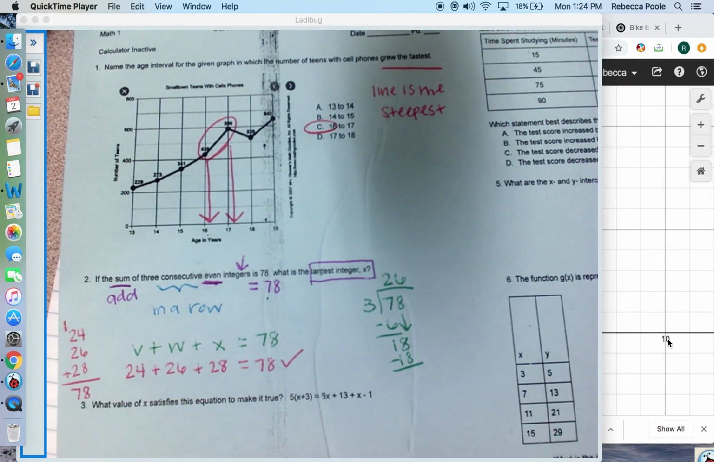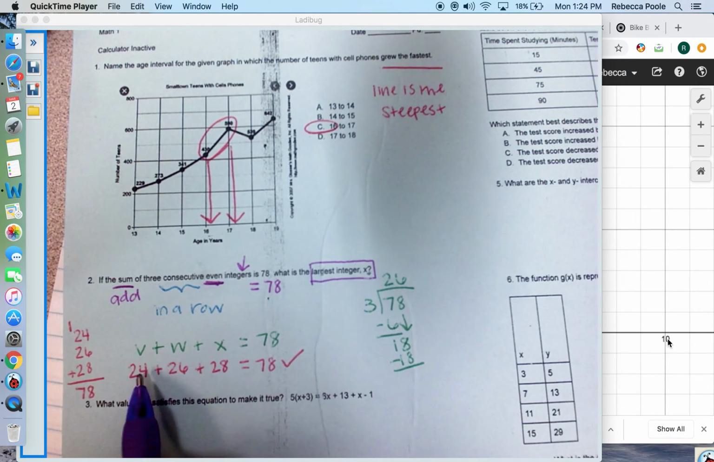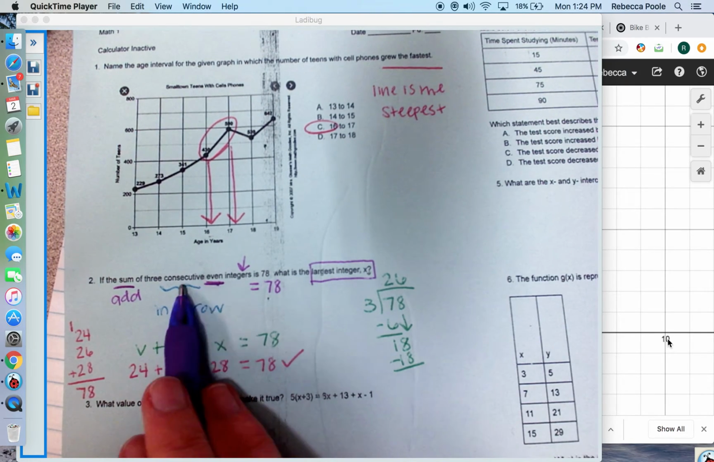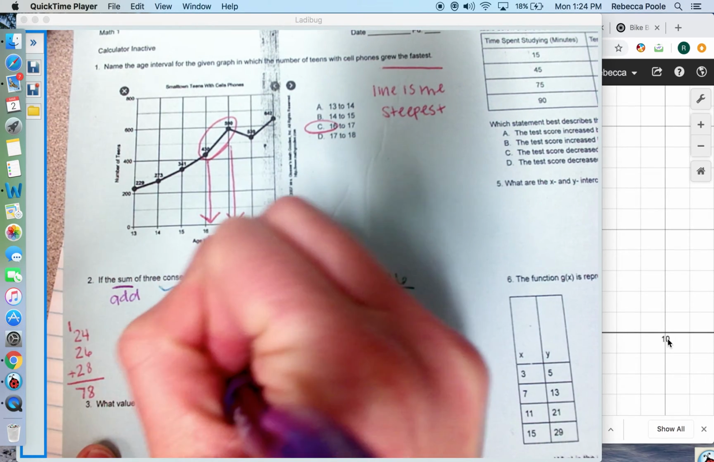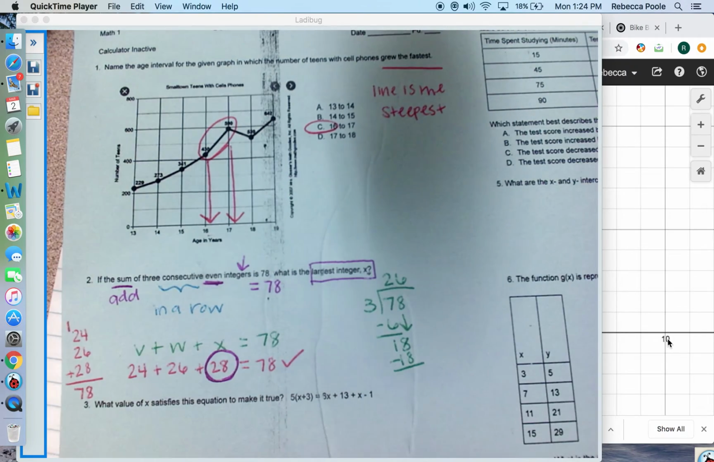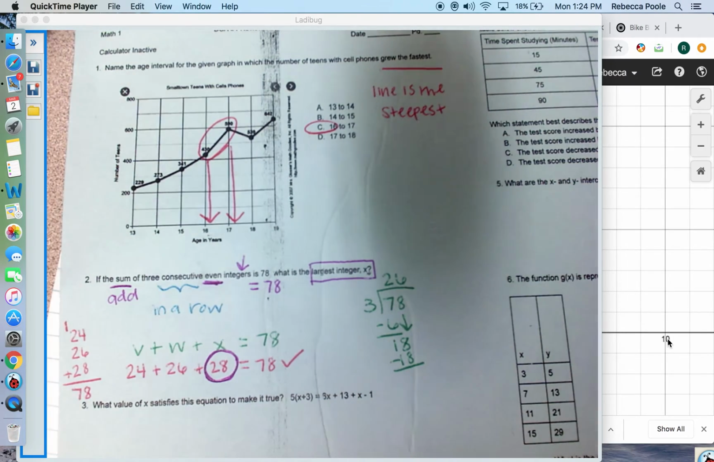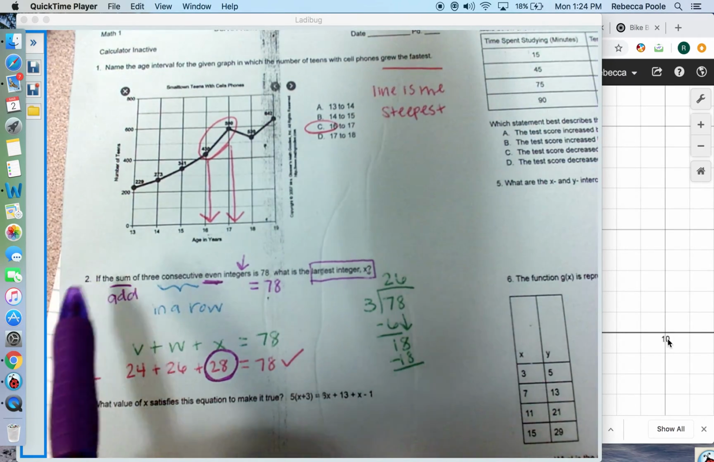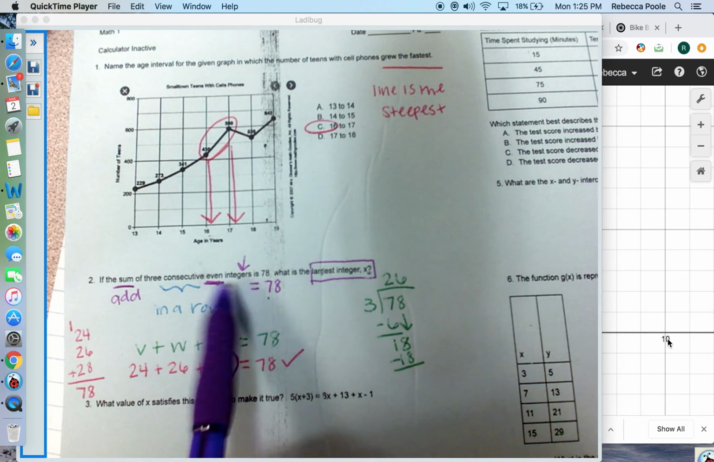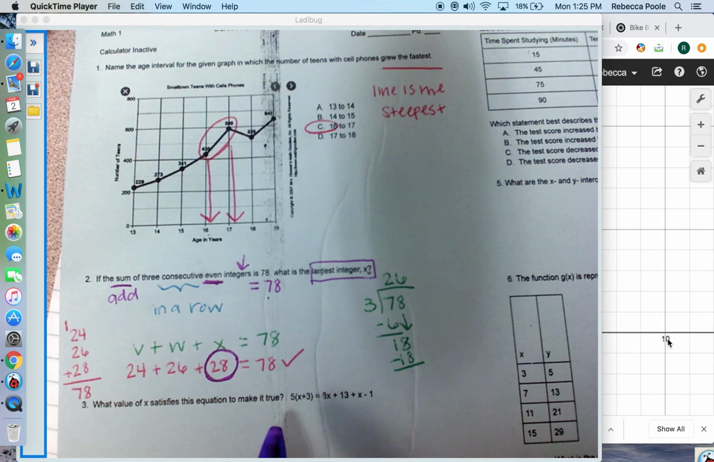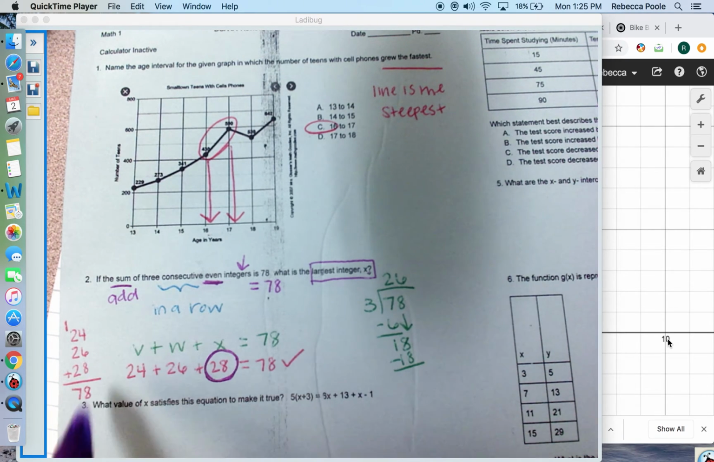So now, the largest even consecutive integer is which one? 28. Okay? So number 2 is just worded really weird. If you can go through and dissect the problem and figure out what they want you to do, then we should be okay with solving number 2.